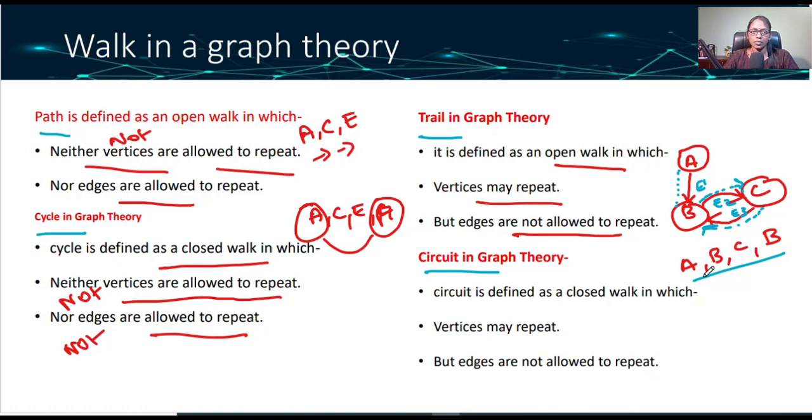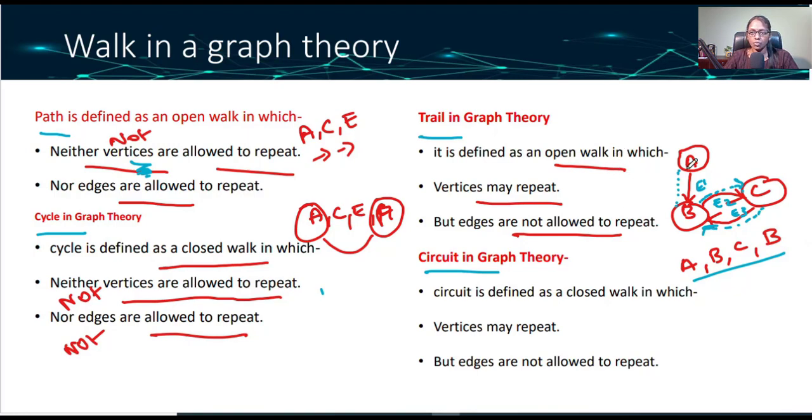So this sequence, A, B, C, B, is called a trail, but it cannot be called a path, because no vertices should be allowed to repeat. Here the vertices are repeated, so this one is not a path. It is also not a cycle, because the starting vertex is not the end vertex. So it is not a cycle, but it is a trail.